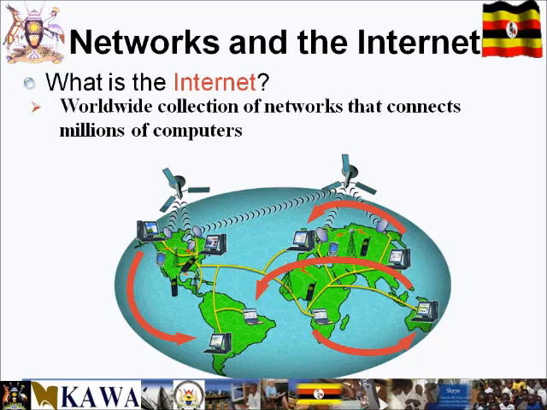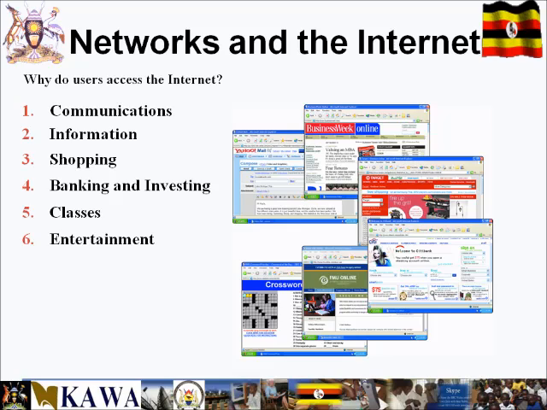Here we come to the internet. What is the internet? It's a wide collection of networks that connects millions of computers. Why do users access the internet? Basically for communication, of course, information, shopping, banking, and investment, education, and of course classes, and entertainment.